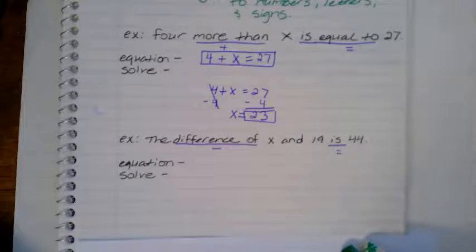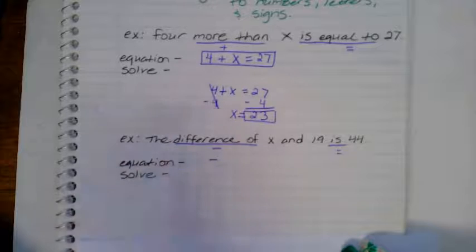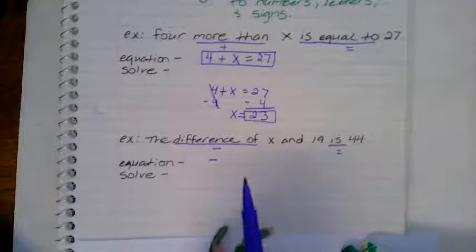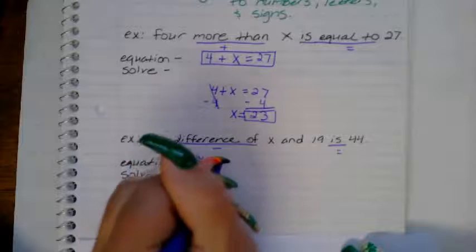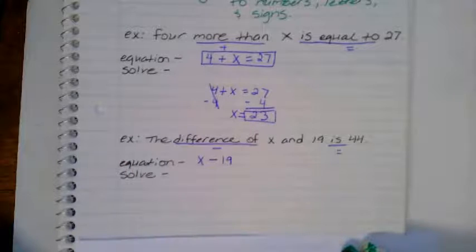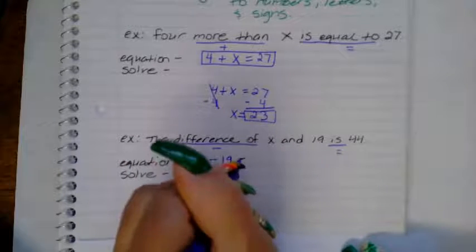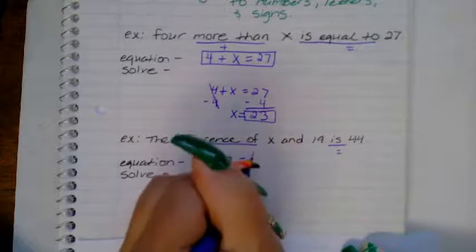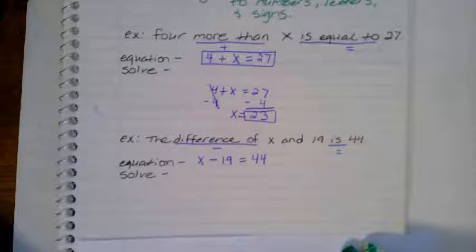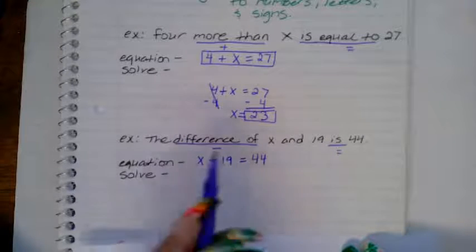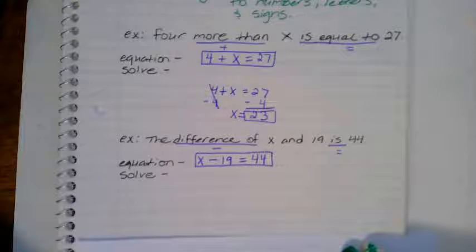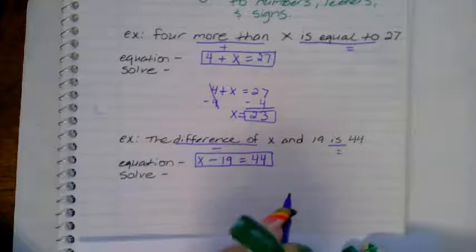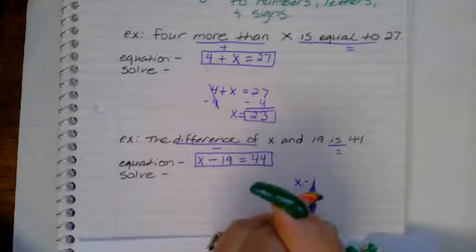The way we write that out is, remember I always do my sign first. We want the difference of x and 19, so we just put x on this side, 19 on this side. "Is" means equals, and then 44 on this side. So that's our first one. I'll go ahead and put it in a box so you remember that's our first answer. Then to solve it, we're just finding what x is. So I'm going to write it down over here again so we can solve it.